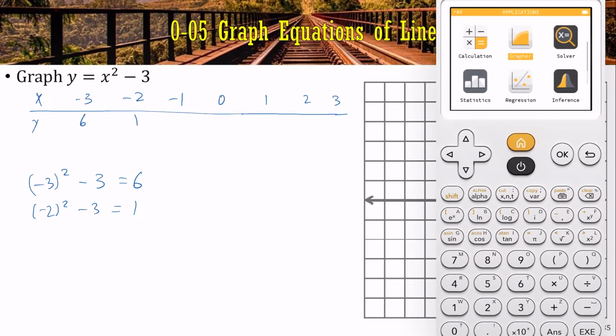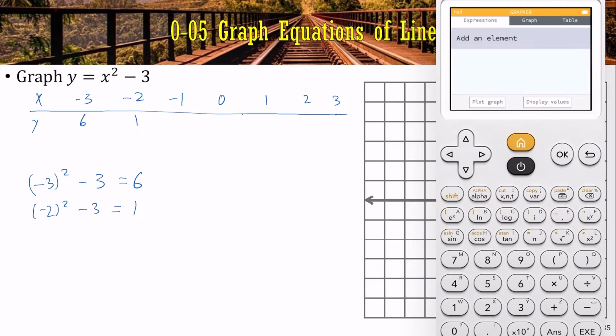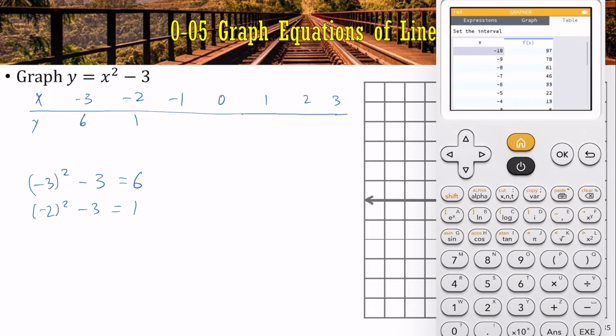But if you have a graphing calculator, or even a scientific calculator, such as the TI-30XS MultiView, you can make tables. Here's my calculator, the NumWorks. If I go to Grapher, I can add an element. So x squared minus 3, enter. Then I can go to Table. I have mine set to go from -10 to +10. If yours isn't, you can either just type in the x values or go up to set the interval, and it will remember for you.